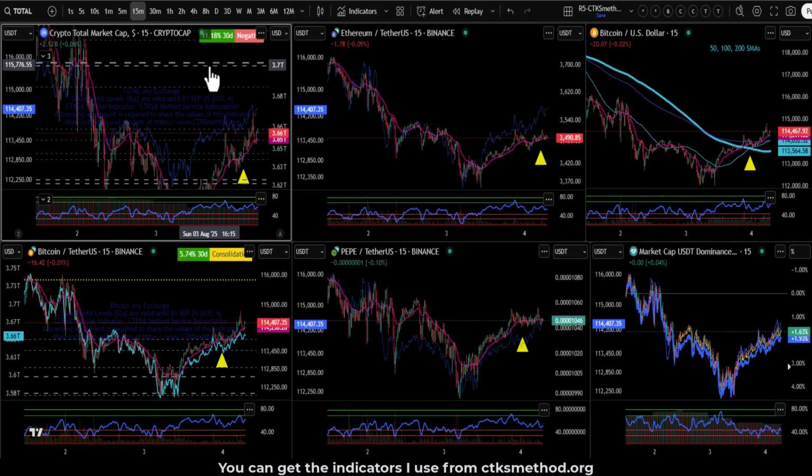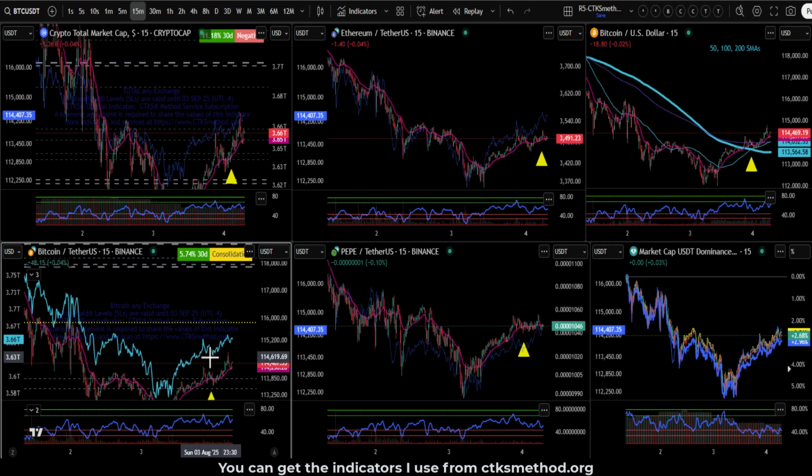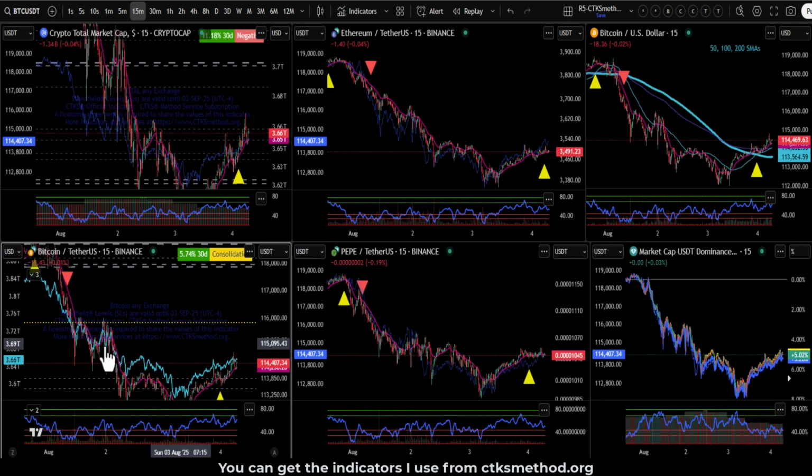That area will be very, very important for us to look at. Now, when we look at Bitcoin, we're seeing very similar things actually, but look at this. Bitcoin has a positive CTKS gap, but it's all the way back to 118,000. Now, what does that mean for us? And what does that mean for our strategy? We could see an explosion in Bitcoin. That would just freak the entire market out.